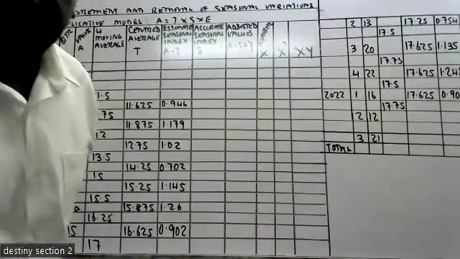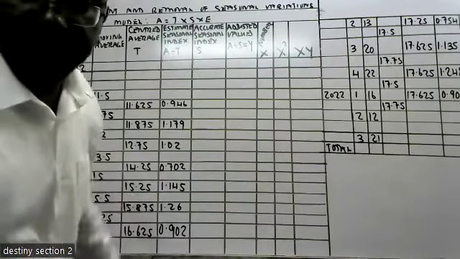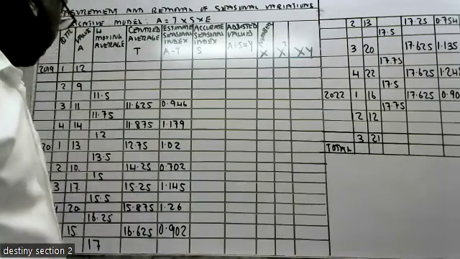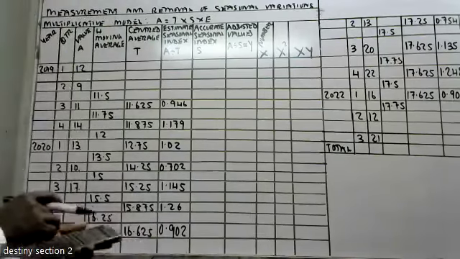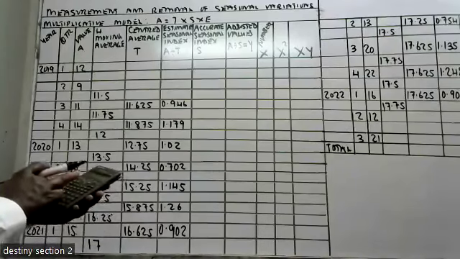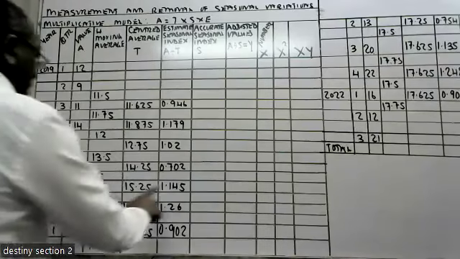17 divided by 15.525. This one divided by 5 is 1.11. Let me repeat. 17 divided by 15.25. Oh, sure.